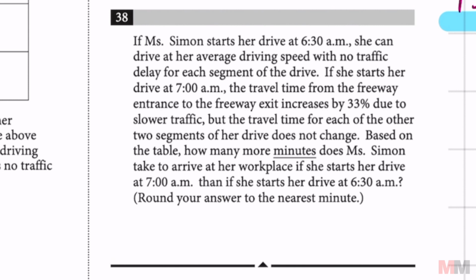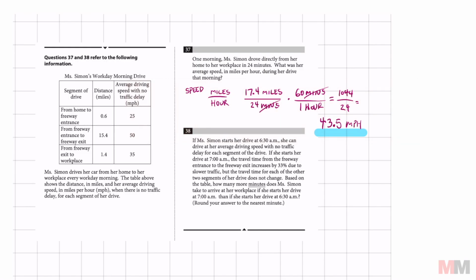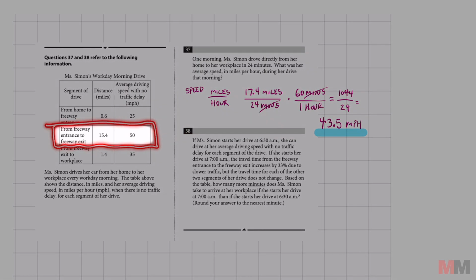If Miss Simon starts her drive at 6:30, she can drive at her average driving speed with no traffic delay for each segment of the drive. If she starts her drive at 7 a.m., the travel time from the freeway entrance to the freeway exit increases by 33% due to slower traffic. Stop right there. We're going to focus on this part of the table, so keep your eyes on that because there's a lot of words in this problem. But the travel time for each of the other two segments does not change.